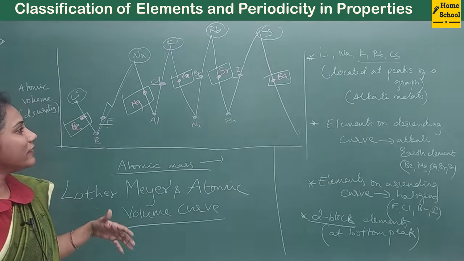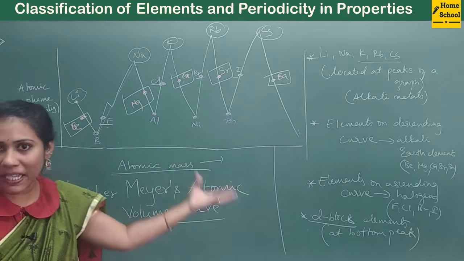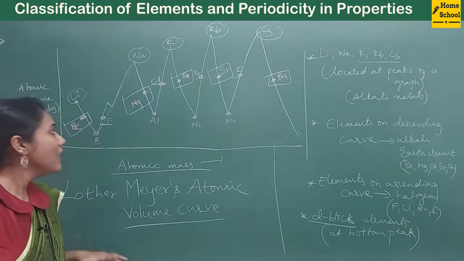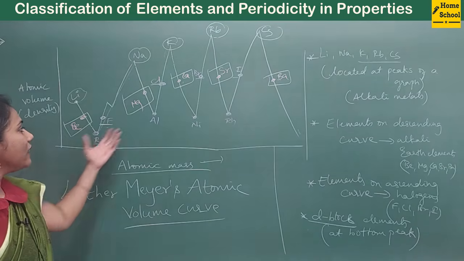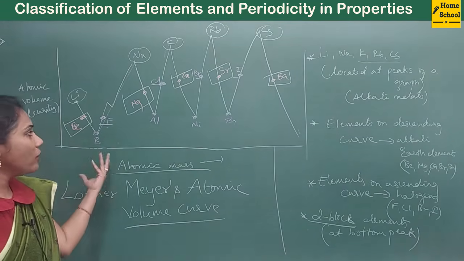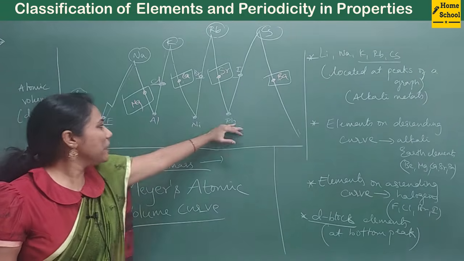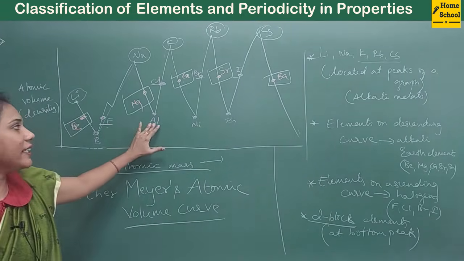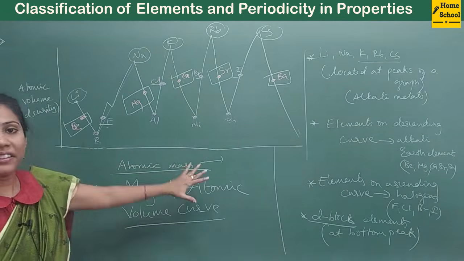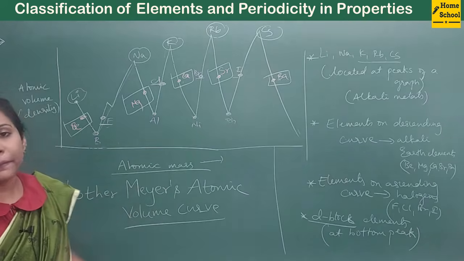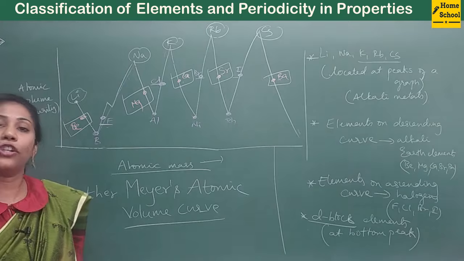And you know what, only based on a curve we can't decide the similarity of properties between elements. There are many limitations here. If you see boron and aluminium, they belong to one group in the modern periodic table, whereas lithium and rubidium have very different properties compared to boron and aluminium. These do not show similar properties. So there are many limitations for Lothar-Meyer's periodic classification also.